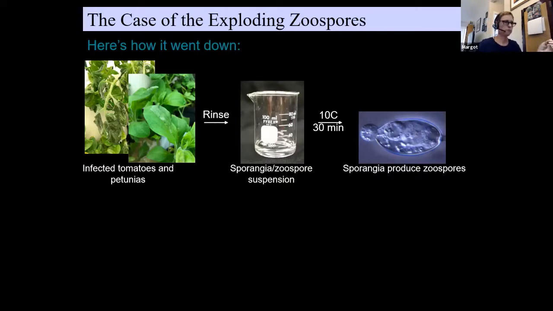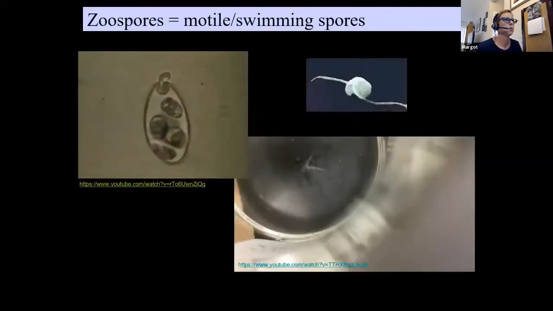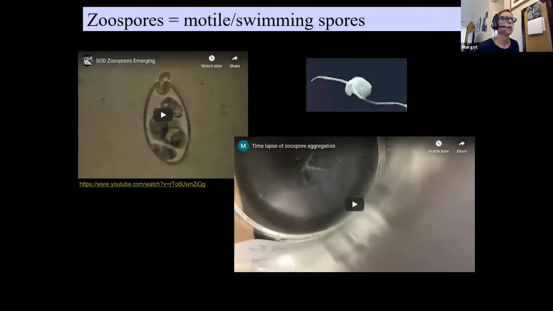So normally I would do this with infected tomato leaves. Everything goes as planned. I get happy zoospores. They're swimming around in there as happy as can be. Let me show you what happy zoospores look like before we talk about exploding zoospores. I'm going to come back to this slide in a second, but I want to show you some videos. First, this is a close-up of a zoospore under the electron microscope. It's got two little flagella here, and those flagella whip and spin around and make the zoospore swim.